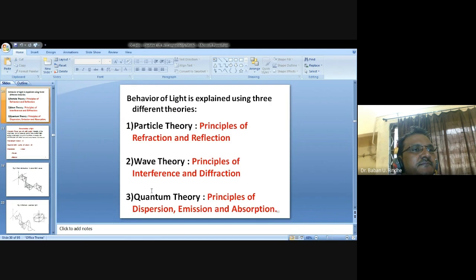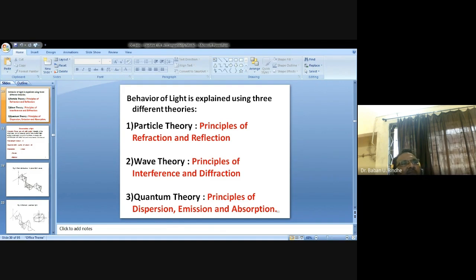The behavior of light is explained using three different theories: particle theory, wave theory, and quantum theory. With the help of these concepts we can explain the behavior of light.